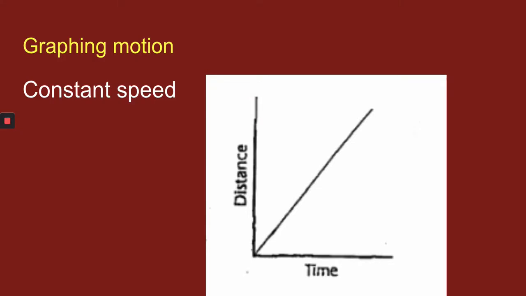So graphs here, we take a look at when we're graphing this type of information. On the left-hand side, we're going to have your distance, and time is going to be on the x-axis. So for constant speed, we have here a straight line from 0 to whatever time. So for every unit of time, you're going to have a unit of distance.